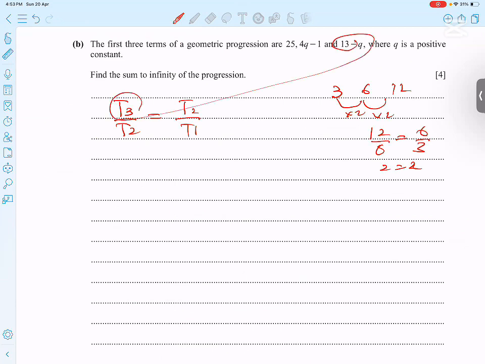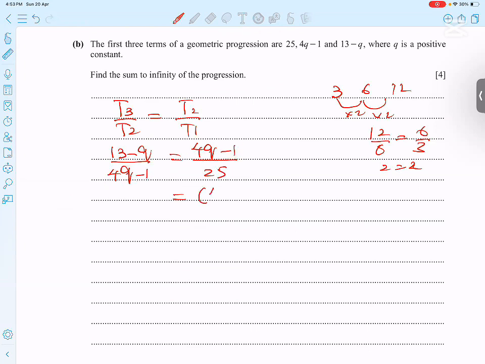Third term is this, okay, you can see. So I am writing 13 minus q over the second term, which is 4q minus 1. Maybe in this part there is more algebra, so we have to be careful. Now cross multiply. This is the same. So when they multiply, they will behave like (4q minus 1) whole square. And 13 minus q times 25.